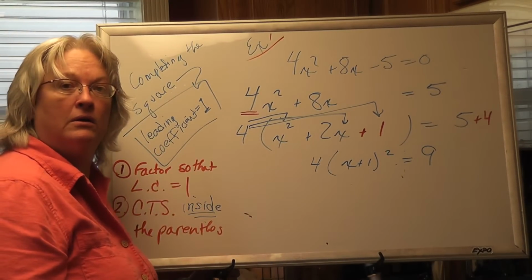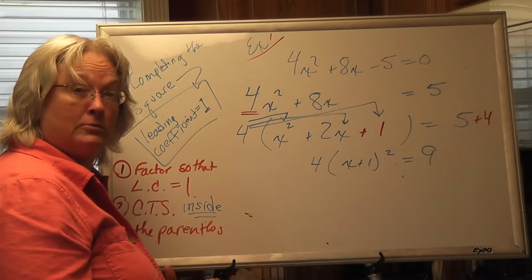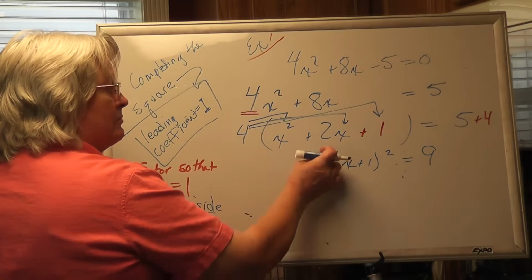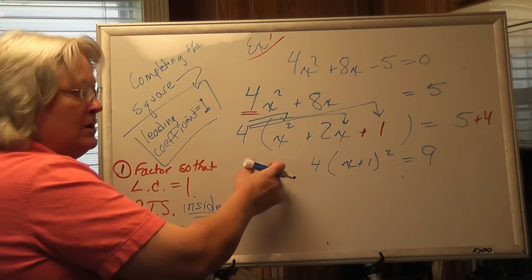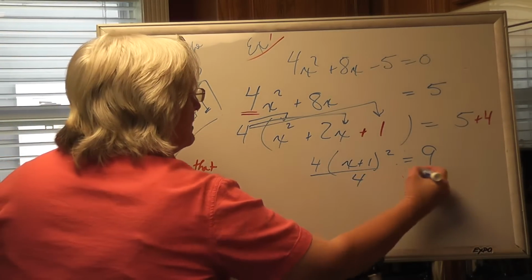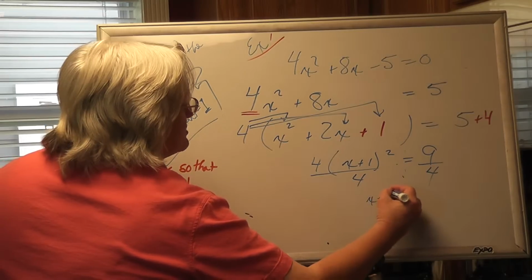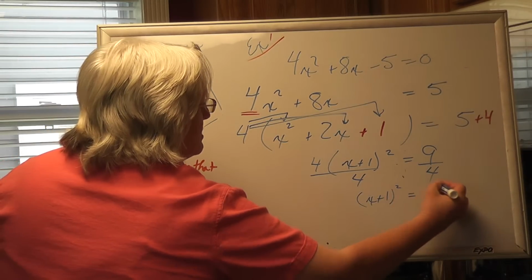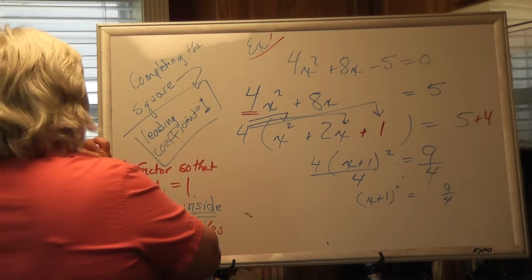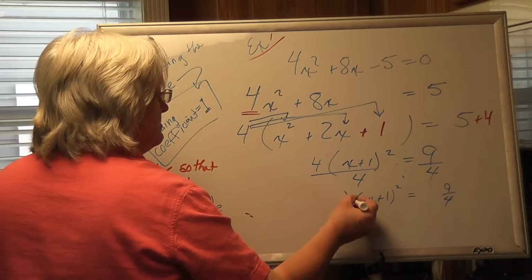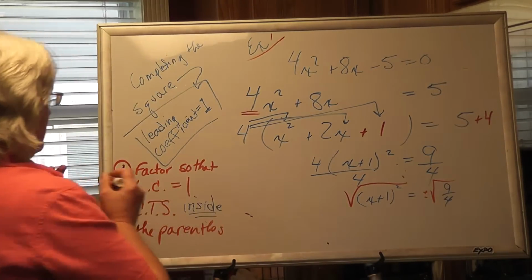So we factor this as a perfect square trinomial, 4 times (x plus 1) squared is equal to 9. Now, do I care about 4 factors of x plus 1? No. I only care about one of those factors. So how do I remove this 4? Exactly. You divide both sides of the equation by 4. I now have x plus 1, quantity squared, is equal to 9/4. Take the square root of both sides of the equation, plus or minus the square root of 9/4.